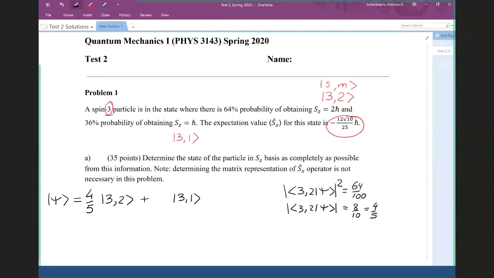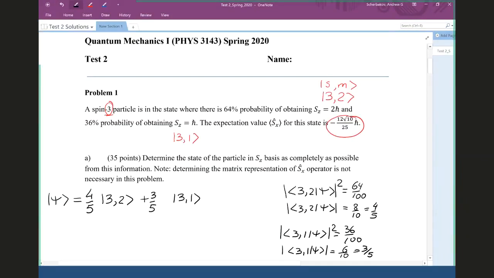All right, now next, a coefficient next to 3,1, for the same reason, you can say, all right, it's 3,1 with psi, absolute value squared, is 36 over 100, and that means the coefficient itself, 3,1 with psi, is 6 over 10, or you can say 3 over 5. 3 over 5.